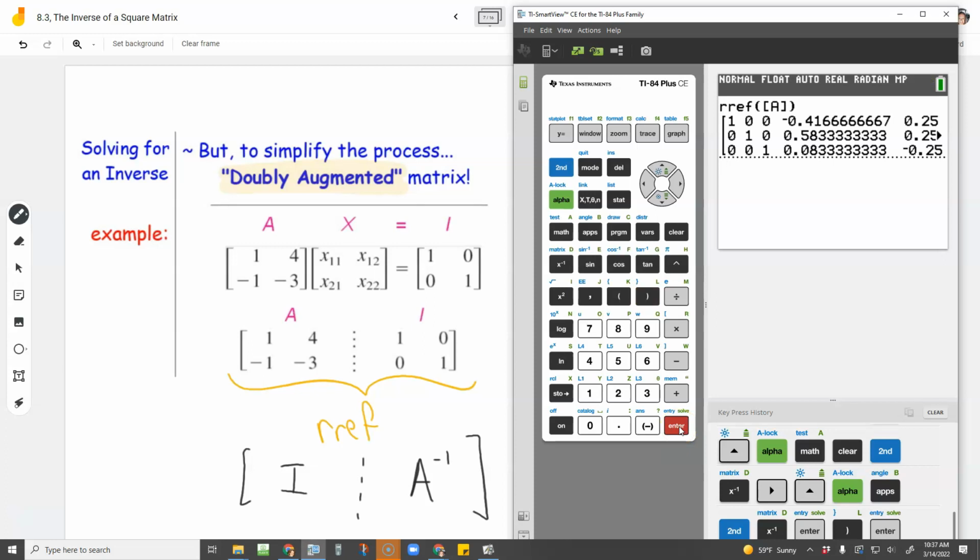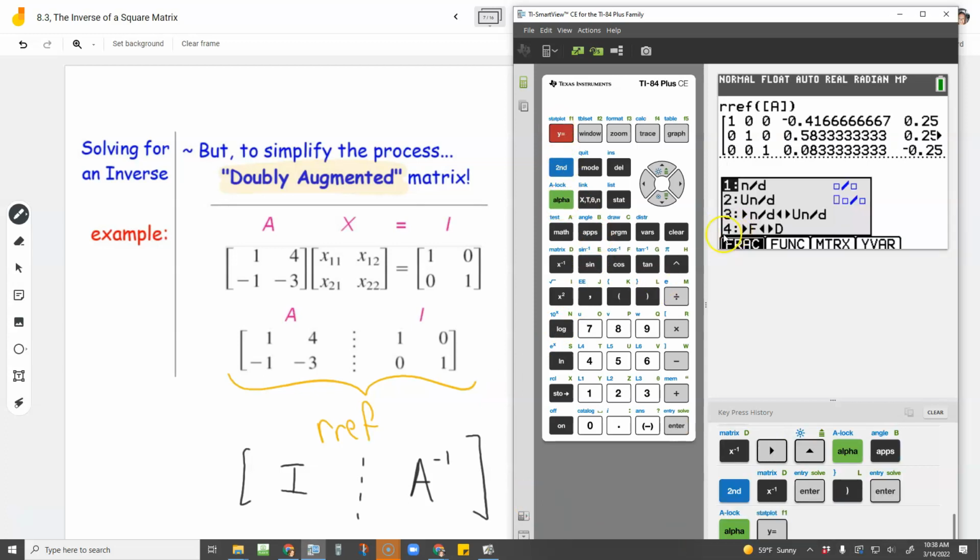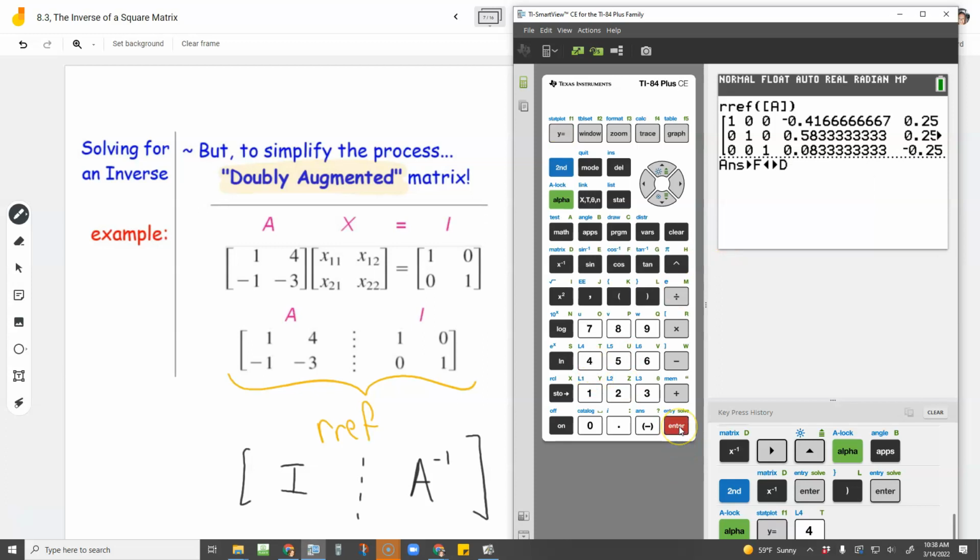Did it work? Yes. How can you tell? Because it's the same thing as yours. As mine. Oh, yes. But why is that the inverse? Because what happened to A? It was completely reduced down to the identity matrix. You guys remember alpha y equals number 4 says nasty decimals. Don't worry, we got you.